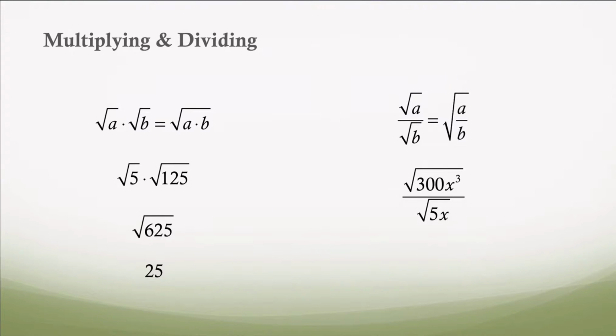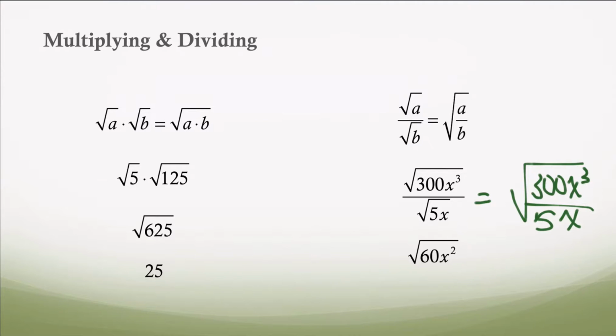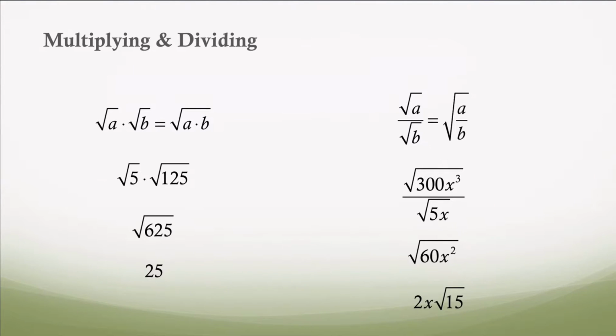Our next example, we have the square root of 300x cubed over the square root of 5x. Let's put it all under one square root. That would be the square root of 300x cubed over 5x. 300 divided by 5 is going to simplify to 60. X cubed divided by x is going to simplify to x squared. The square root of 60x squared is 2x the square root of 15.